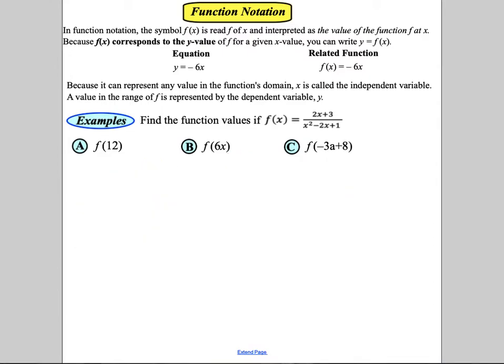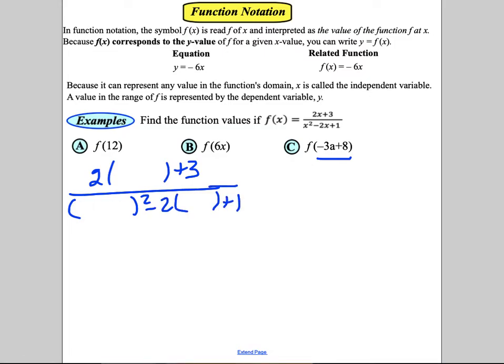Okay, so let's move on to letter C. This time, we're actually going to substitute in negative 3a plus 8. So take a deep breath. Here we go. 2 times whatever x is, add 3. Denominator, whatever x is squared, minus 2 times whatever x is plus 1. So this time we're going to plug in negative 3a plus 8 everywhere there was an x. And once we do that, now we need to multiply that through. Numerator, distributing our 2. Okay, good review of our algebra skills. Negative 6a plus 16 plus 3.